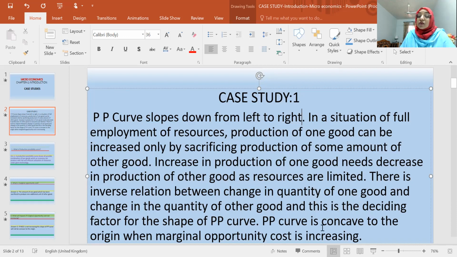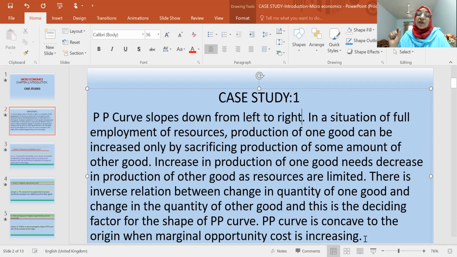PP curve is concave to the origin when marginal opportunity cost is increasing. This case study is related to the production possibility curve, which we also call the production possibility frontier. First of all, you should know the meaning of production possibility curve or production possibility frontier.